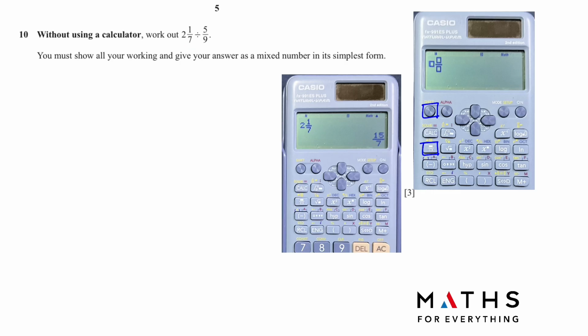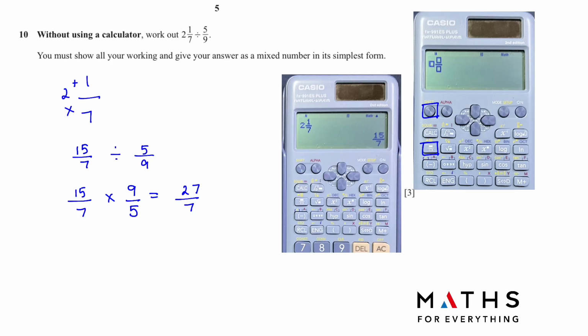If you want to do it manually, you multiply 7 by 2 and you add the number on the top. That will also give you 15 over 7 divided by 5 over 9. Whenever we have divide and we want to turn it into multiplication, the number after the divide, we write it as the reciprocal. Now put in the calculator, you will get 27 over 7.